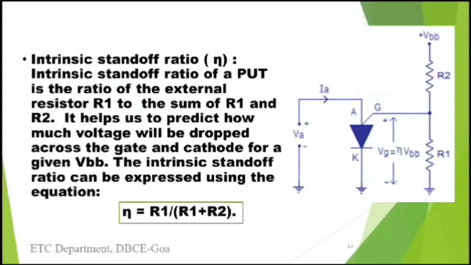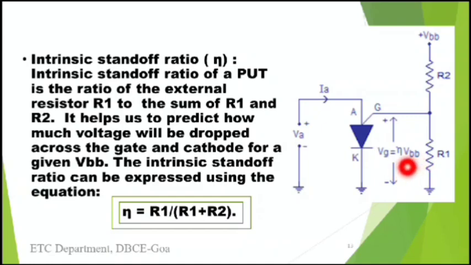Eta is nothing but the ratio of R1 to the sum of the two resistances R1 and R2. Eta is the intrinsic standoff ratio. What are these R1 and R2? R1 and R2 are the external resistances that we have applied. So if we know the values of R1 and R2, we can easily find eta, and we know the value of VB.